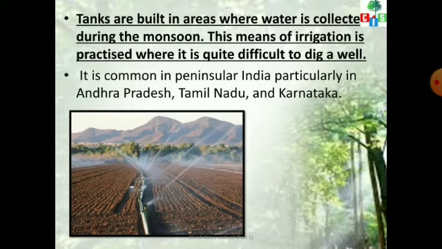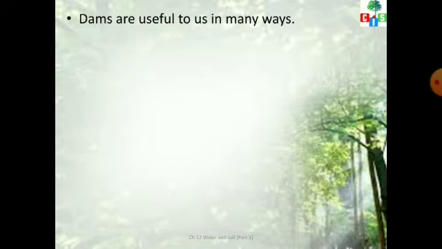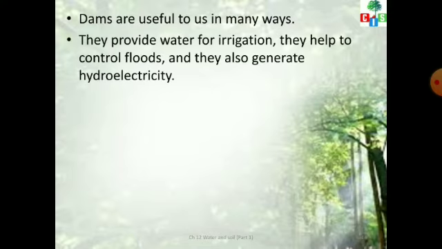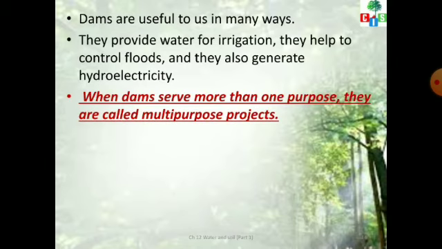And where is it commonly found? It is commonly found in Karnataka, Andhra Pradesh, and Tamil Nadu. These states of India have tank irrigation in common. Now next is dam. Dams are useful to us in many ways. They provide water for irrigation, they help to control floods, and they also generate hydroelectricity. What is hydroelectricity? Hydroelectricity means electricity generated from water. That is known as hydroelectricity.